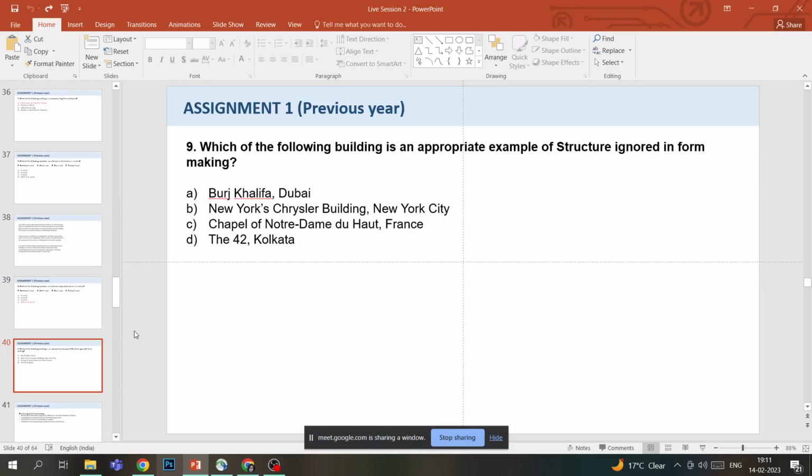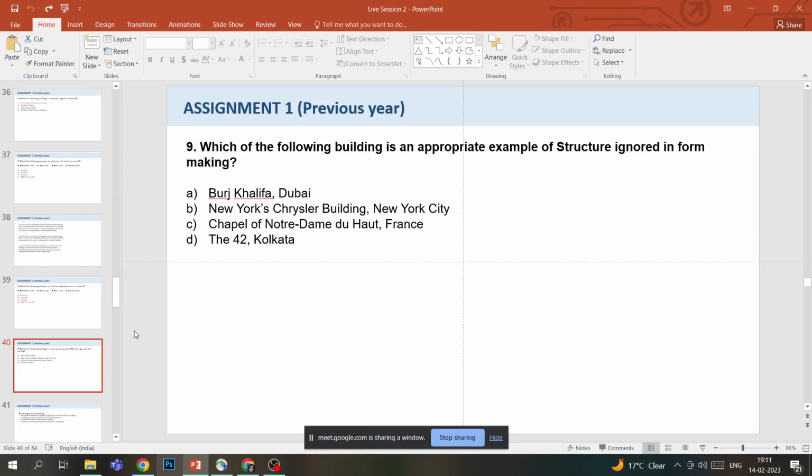Next question is, which of the following buildings is an appropriate example of structure ignored in form making? As we discussed at the start of the class, structure ignored in form making means not that the technical requirements of structure are ignored, but rather that the form or the design by the designer or architect was complex, unorthodox, and decided, and the structure had to somehow comply to that form.